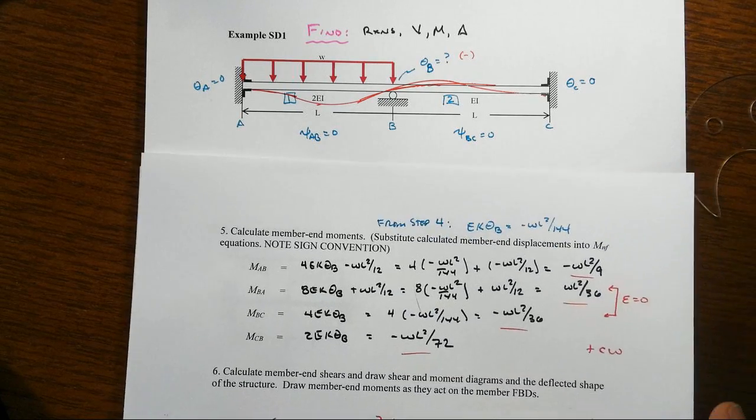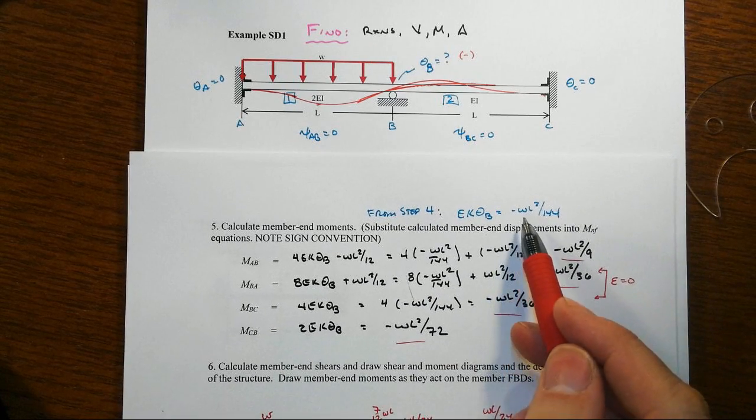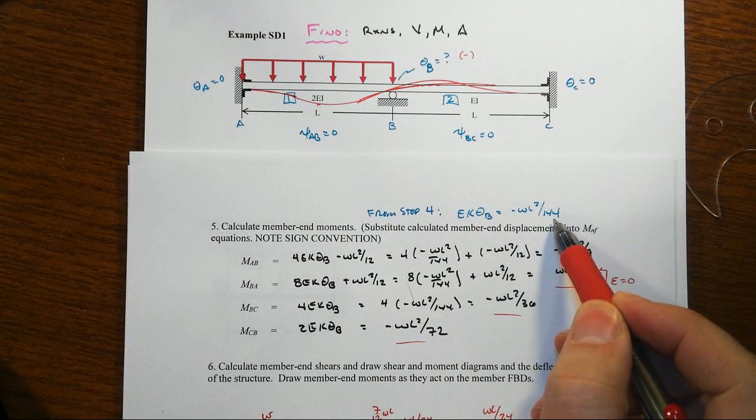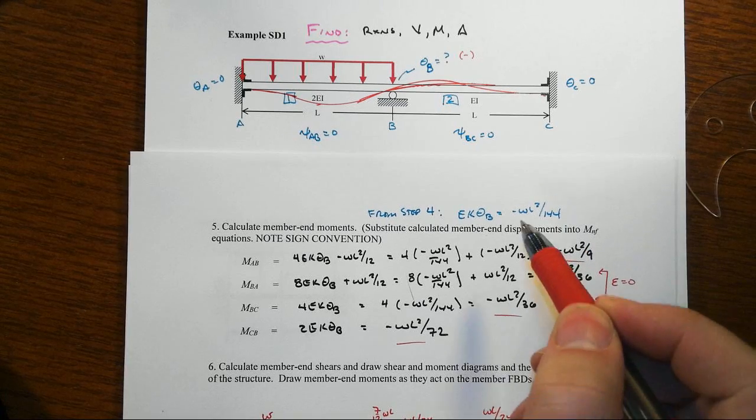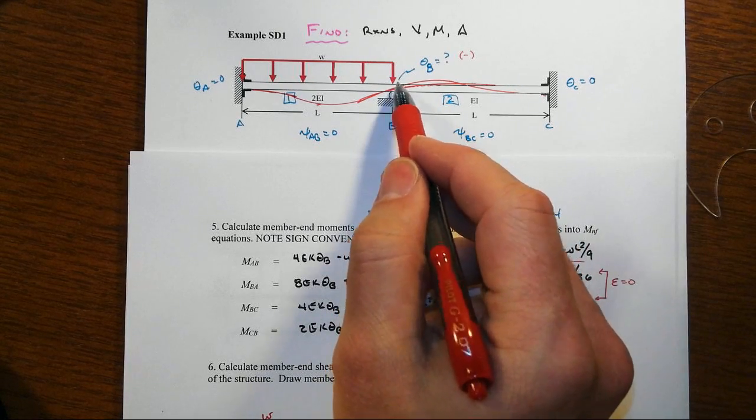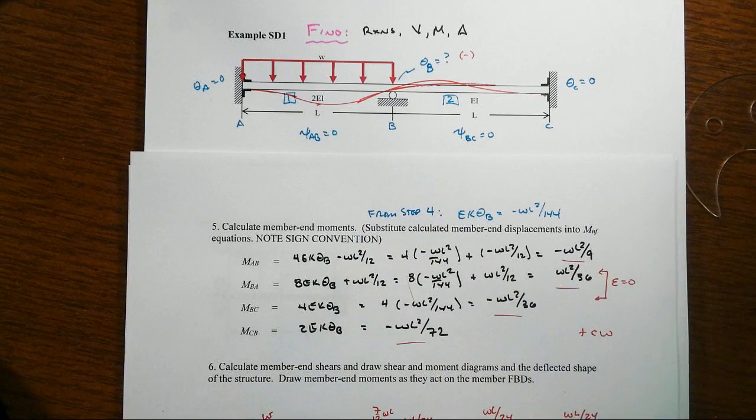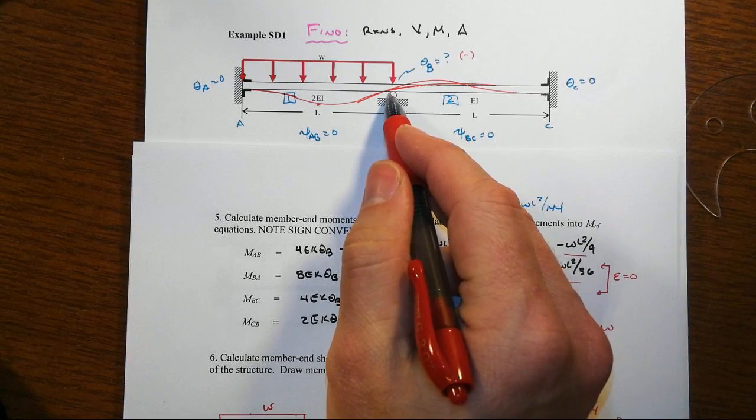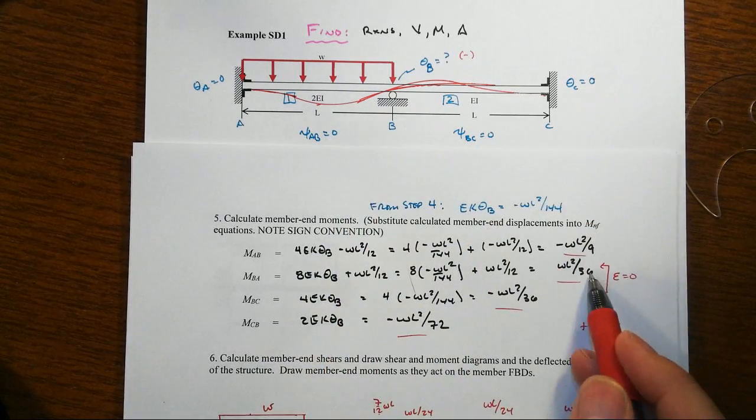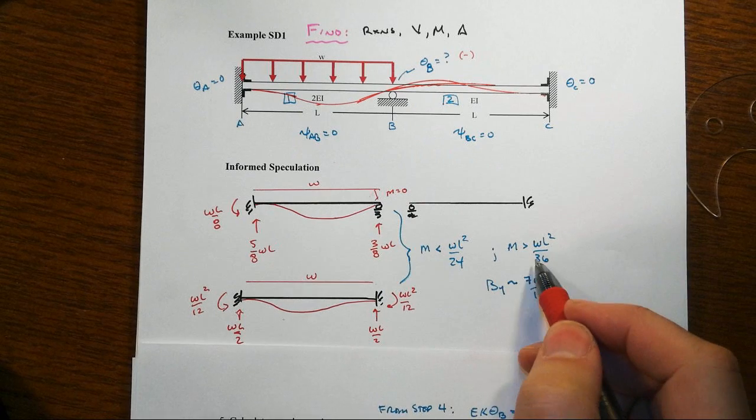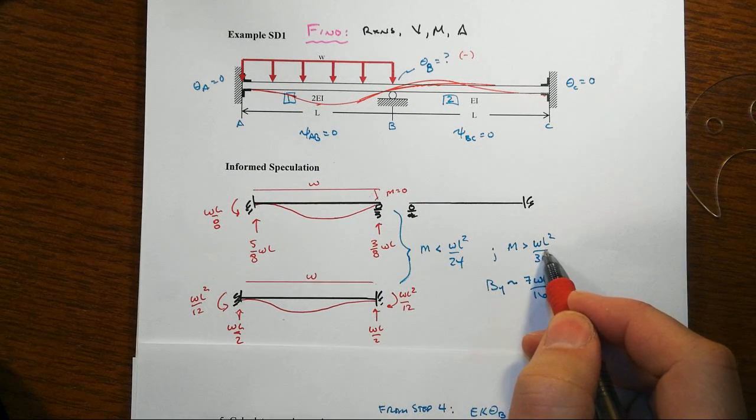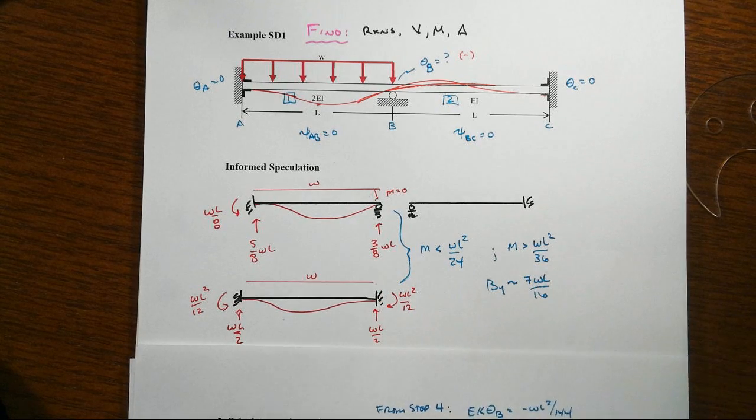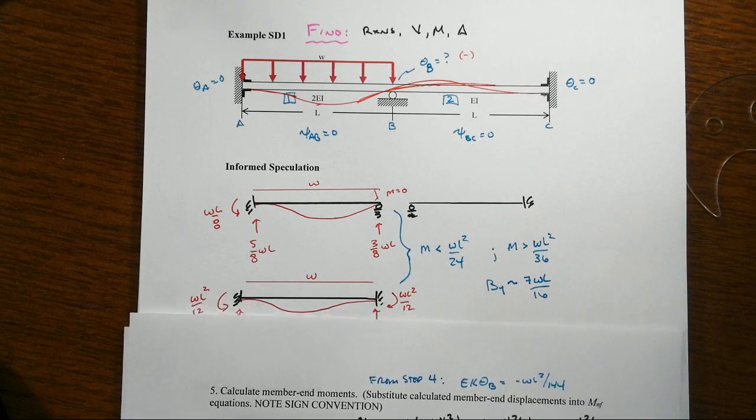One, we found out in step 4 that indeed the rotation of B was a negative value. Negative is opposite of positive, and positive is clockwise. So therefore the joint rotates counterclockwise. Indeed, that's what happened. We also found out that the moment at the B end of member AB was WL squared over 36. Well, look at that. That was one of our guesses as a bound, that we thought maybe it would be between these two values, and it turned out to be WL squared over 36. Right, so that's kind of interesting.